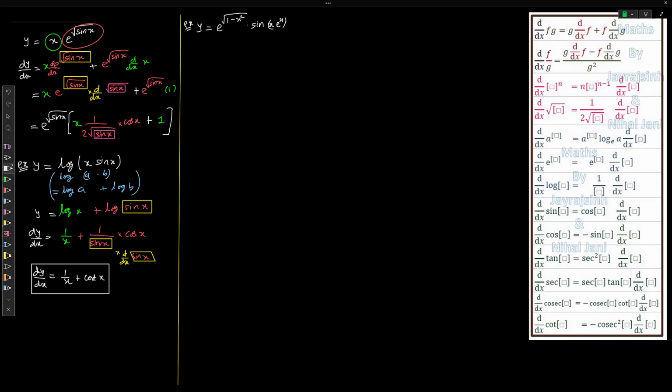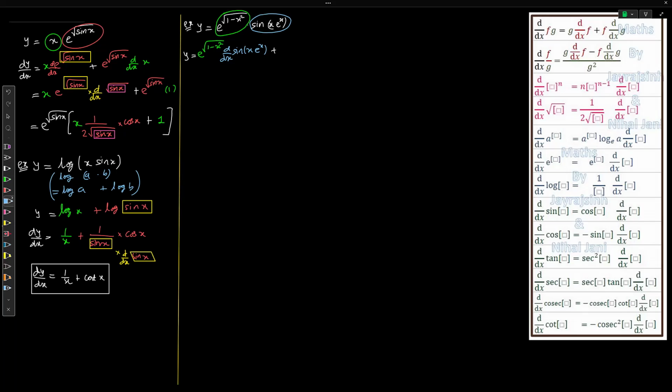e raised to under root of 1 minus x square into sin x e raised to x. Let's not worry about the sum. First, the multiplication rule, right? Apply the multiplication rule on this whole term. So let's apply the multiplication rule. In the first term, e raised to root 1 minus x square as it is. We'll focus on the differentiation of sin x e raised to x.